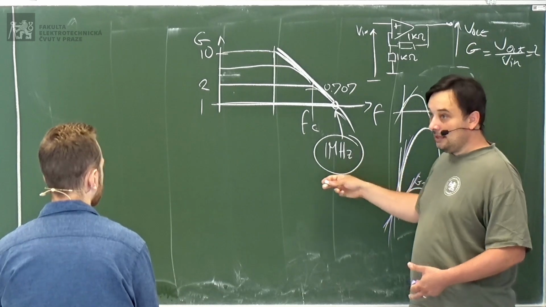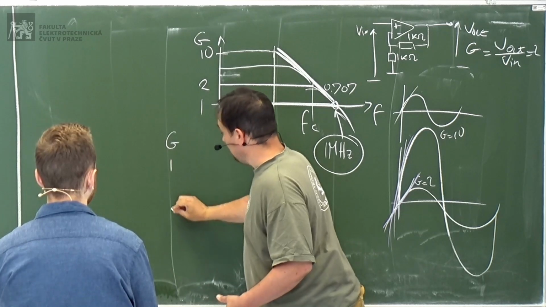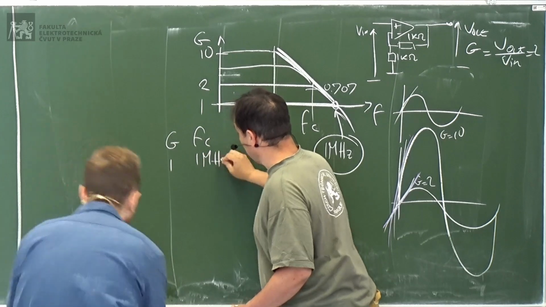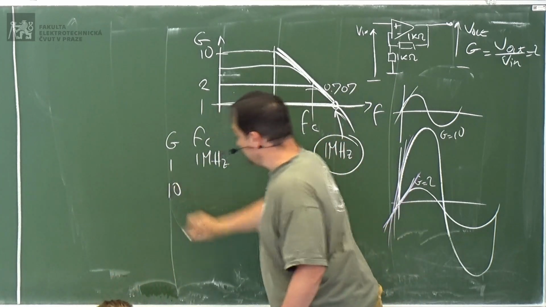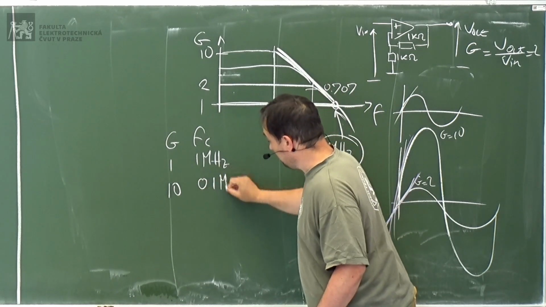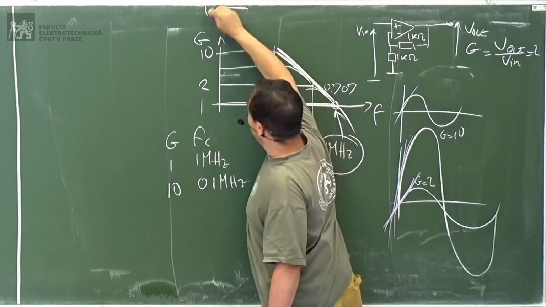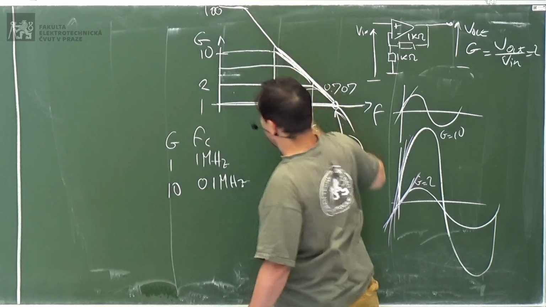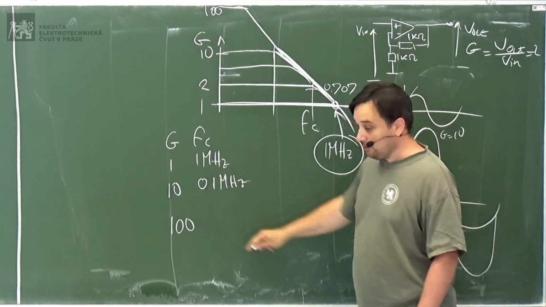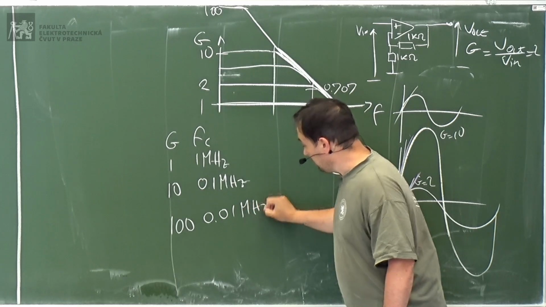Bandwidth divided by gain. So if you have gain equal to 1, the cutoff frequency is 1 megahertz. For instance, gain 10, then the product must be the same, so it will be 0.1 megahertz, okay? If you want a huge gain of 100, then the product must be the same. So it's 0.01 megahertz, okay?